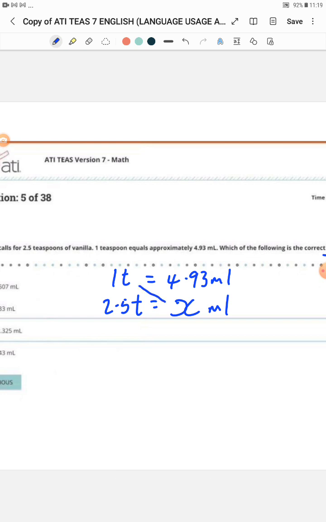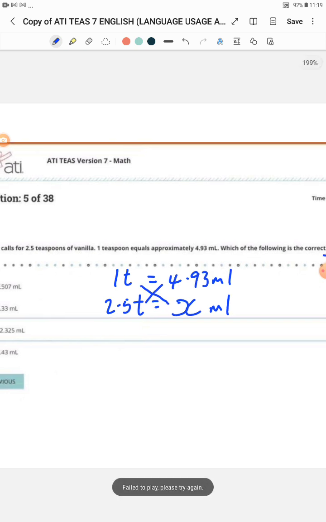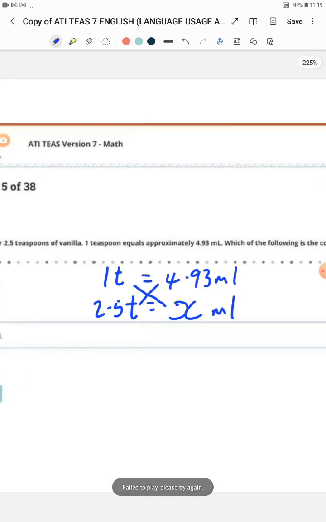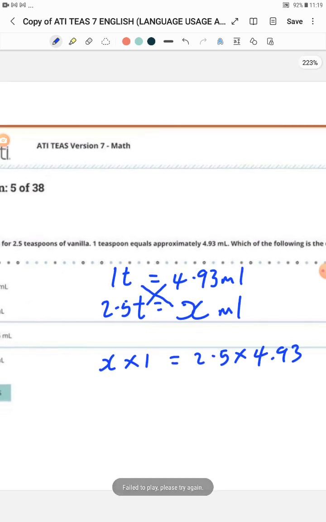So we can cross multiply, like I explained then. So we are doing x milliliters times 1 teaspoon. That's like doing x times 1, okay? And then we have 2.5 times 4.93. I'm not actually putting the t because the t will cancel out. Let's assume that you put t here and t here, so you divide both sides by t. This t we actually want to remove, so you don't need the t. x is the unknown variable that you want to get.